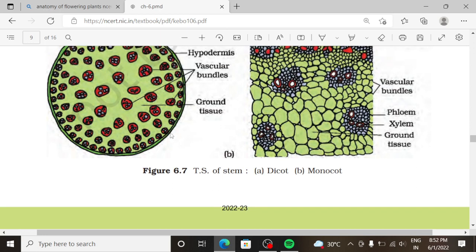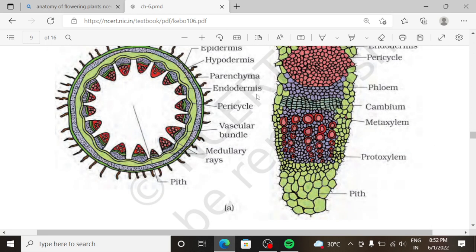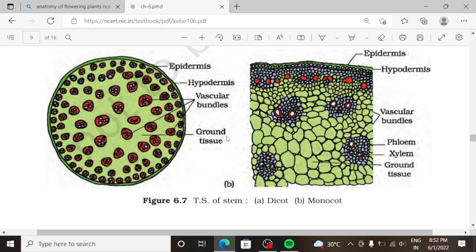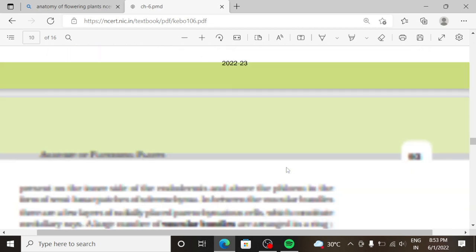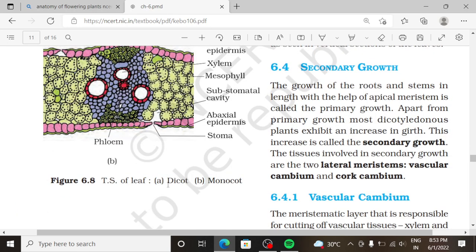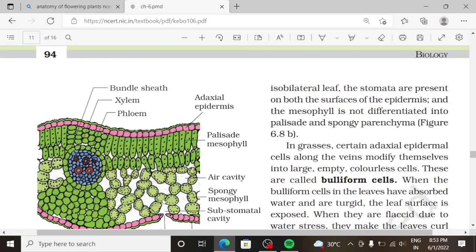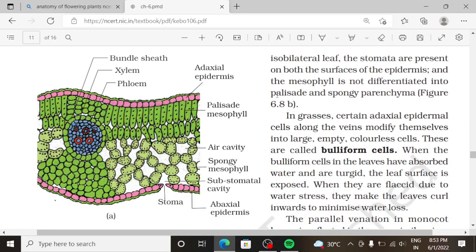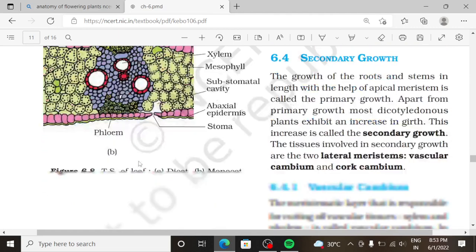Then here you can see this C. The A diagram is of the dicot and the B diagram is of the monocot. So epidermis, hypodermis, vascular bundles and ground tissue. This is something different. There are some variations in this monocot diagram. So epidermis, hypodermis, vascular bundles, phloem, xylem, ground tissue. The next diagram is of the dicot leaf and monocot leaf. Your dicot leaf has bundle sheath. The first is the dicot leaf and the second is the monocot leaf.